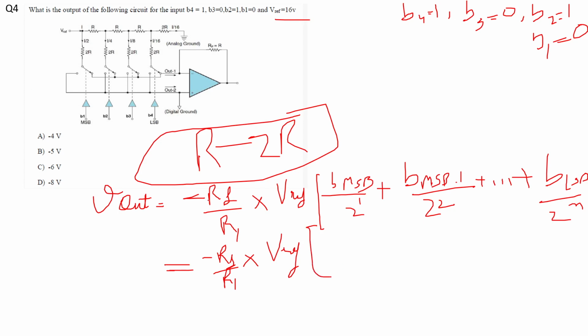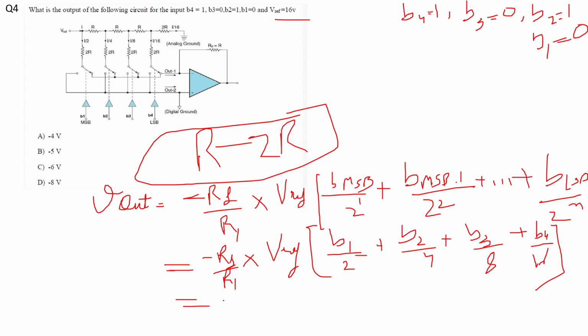So your MSB is your B1, so it is B1 by 2 plus B2 by 4 plus B3 by 8 plus B4 by 16, right? Then I have RF and R are the same, so it is minus RF by R, so it's R by R, so I can write it as minus R by R.